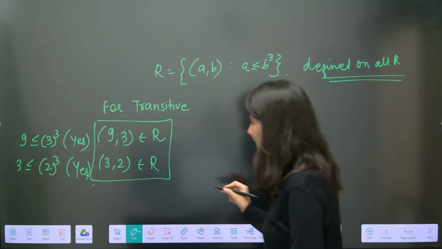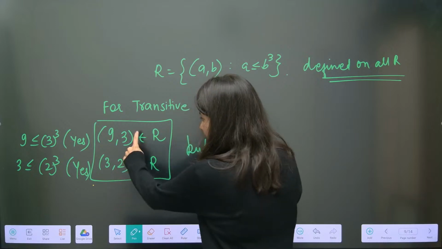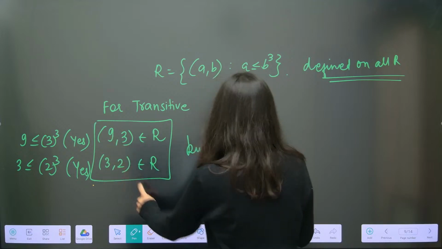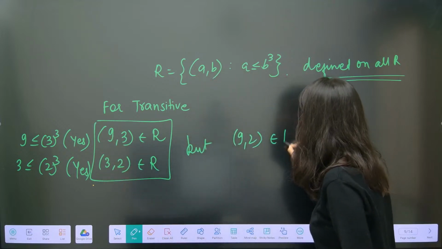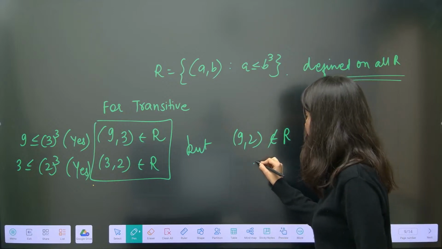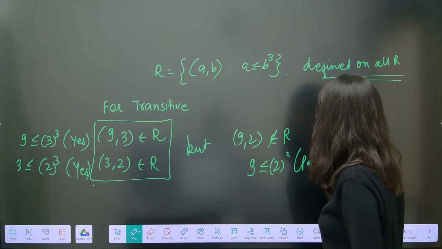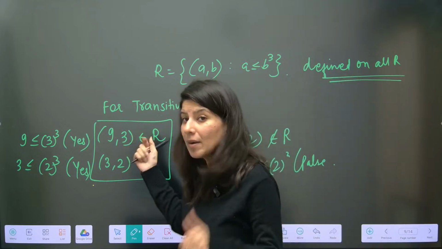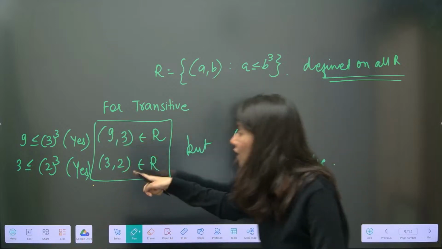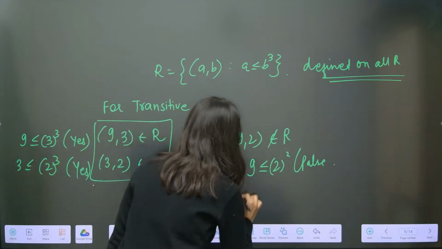But can you see that (9, 3), (3, 2). Is (9, 2) belonging to R or not? No, because 9 is not less than or equal to 2 cube. This is a false statement. So again, see, (a, b) belongs to R, (b, c) belongs to R, but (a, c) does not belong to R. Hence, it is non-transitive.